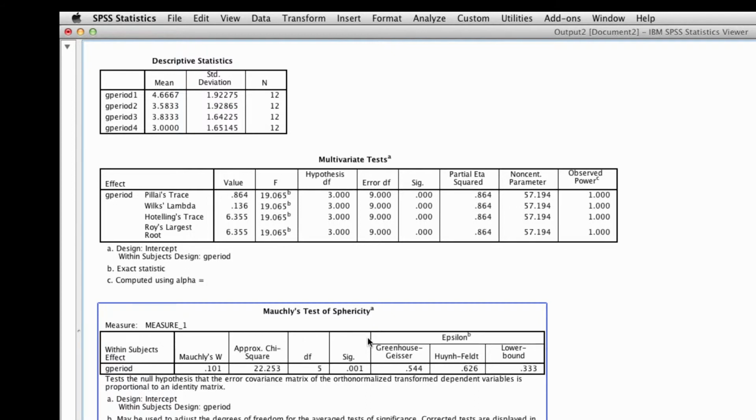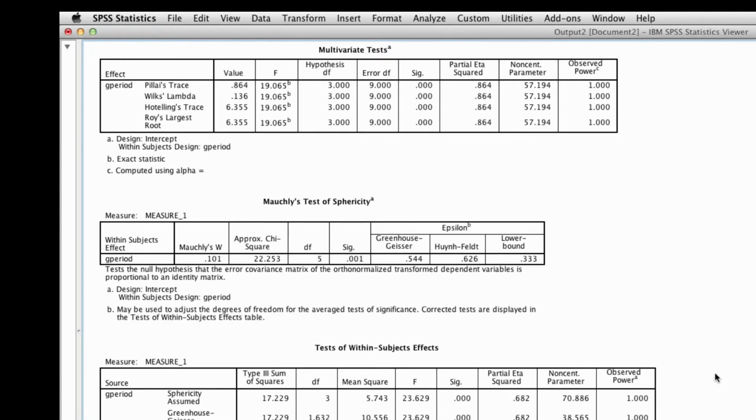The next important piece of this output that we should look at is Mauchly's test. And Mauchly's test is similar to the Levene's test in the sense that it tells us if we have significant differences in variances between levels, and if we have significant differences in variability within a level. We'll discuss this in more detail in class, but because we're violating that assumption, we have to make sure that we interpret a corrected F ratio.